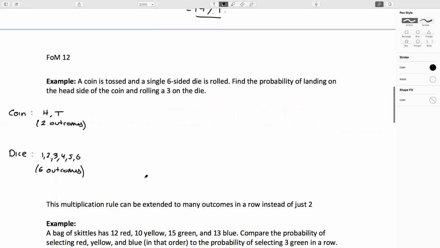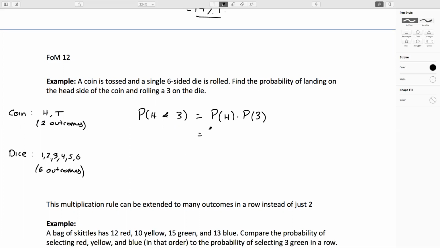Or sorry, 16%. So if we want the probability of getting a head and then rolling a 3, the probability of head and 3 is given by the probability of flipping a head times the probability of rolling a 3. They're independent events because they're not impacting each other.